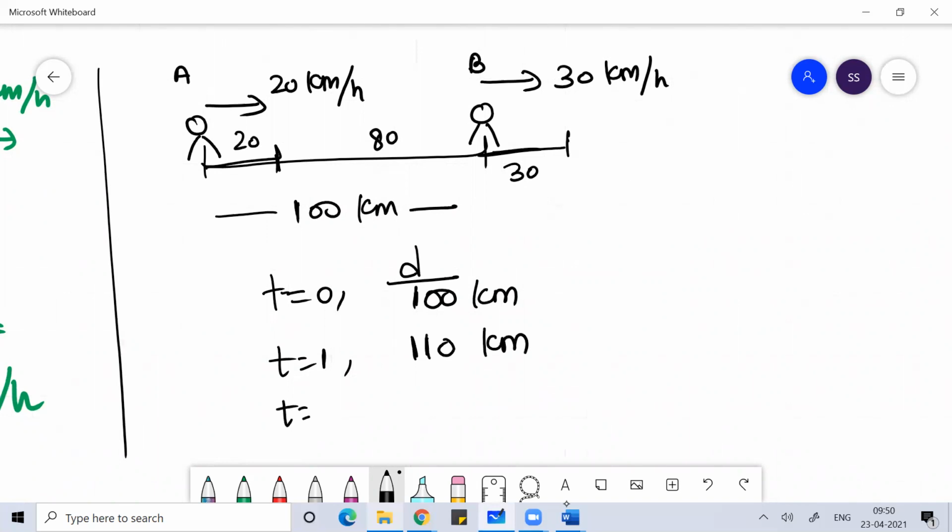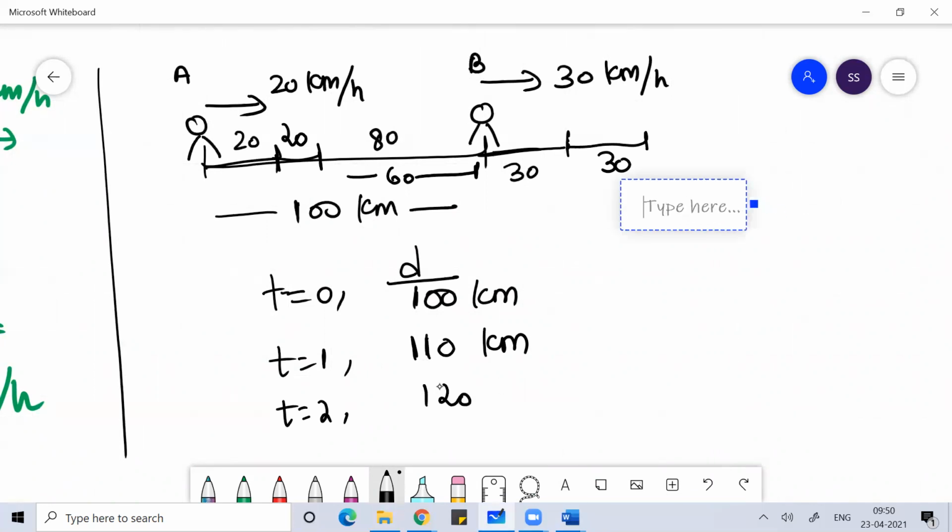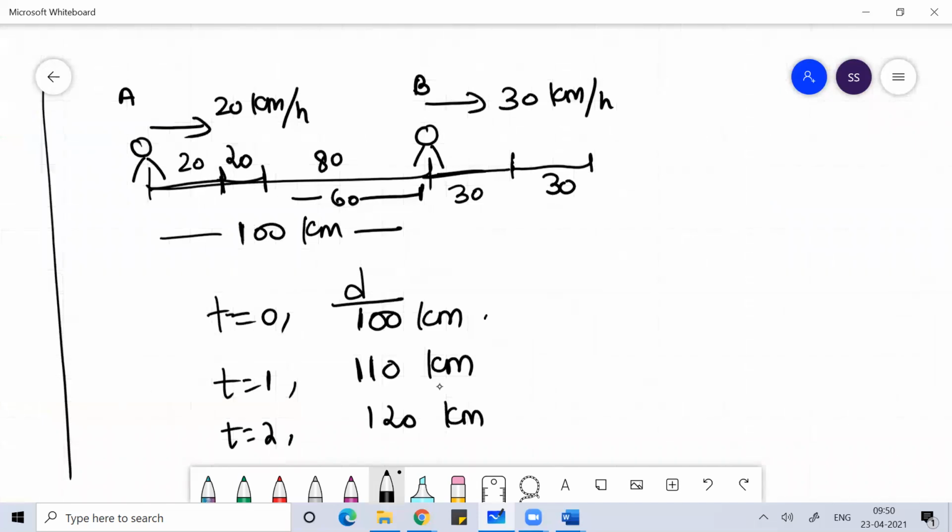Again, after 2 hours, A has covered another 20 kilometers. So now this should become 60, but B is not here. B covered another 30. So now the distance between them becomes 120 kilometers. Okay, so you can understand here that if you calculate the relative distance, the difference will always be 10 kilometers.